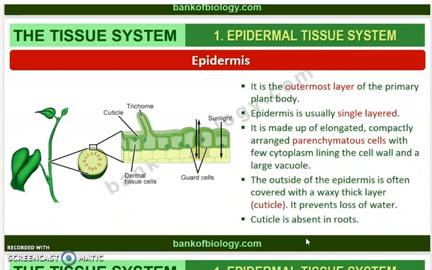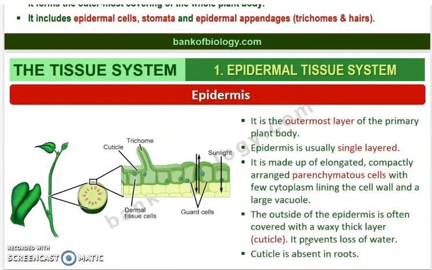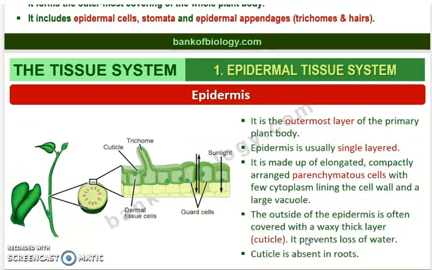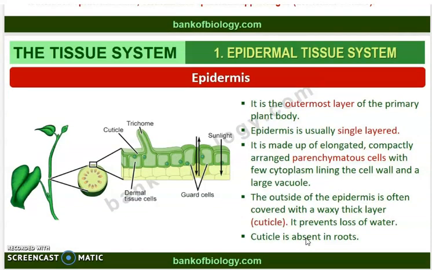Okay, and we learnt about the epidermis in detail, right? So first were the epidermal cells. We will be learning about that in detail, and then we studied about stomata and then about the epidermal appendages also. If you take the case of epidermis, as we told, it is the outermost layer of the primary plant body, and this epidermis is usually single layered. And how are their cells? They are made up of elongated, compactly arranged parenchymatous cells with few cytoplasm lining the cell wall and a large vacuole.